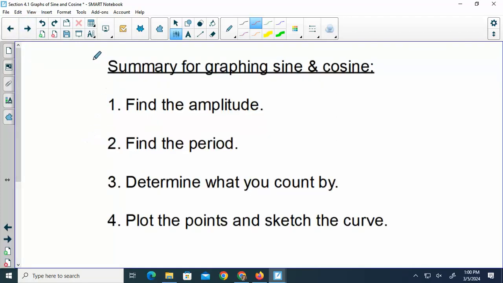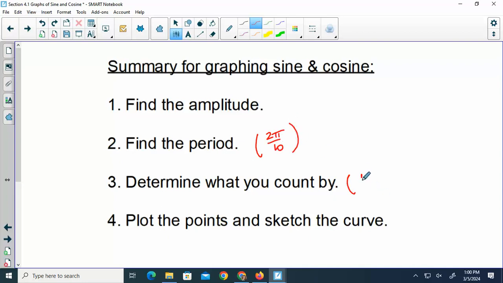So we will make a list. Step 1, tell me the amplitude. Step 2 is the period. Step 3 is the count by. Those are going to be the points on the x-axis that we need, so we get all the important ones. And we will find those. So period we know is 2 pi divided by b.